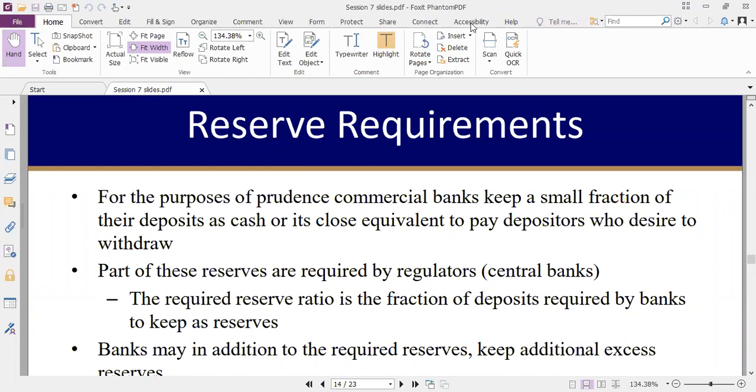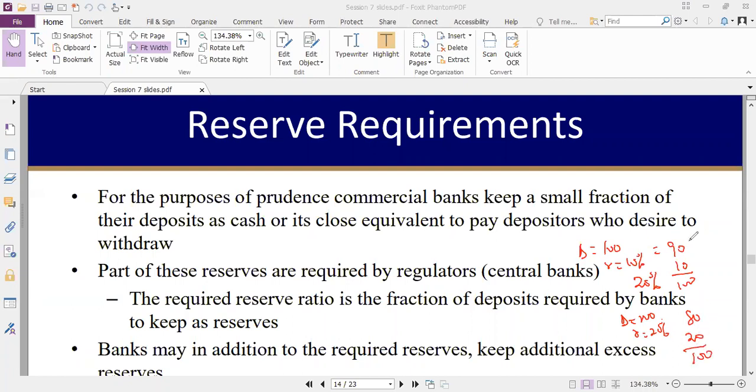So let's try using some small figures to understand this. Remember last week, let's assume you deposited 100 cedis, and we are required by law to keep 10% of this, meaning we can give out 90 cedis and keep 10 cedis. Let's assume the government decides to increase this 10% to 20%. What would happen in the system? The 100 cedis you deposited, now we are keeping 20% of it, meaning we can now give out 80 cedis as loans and keep 20 cedis.